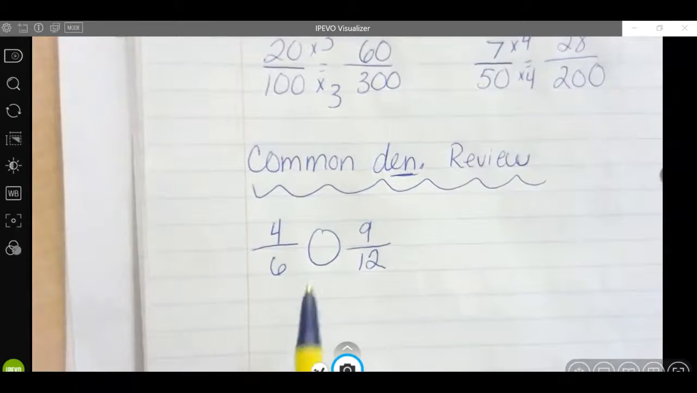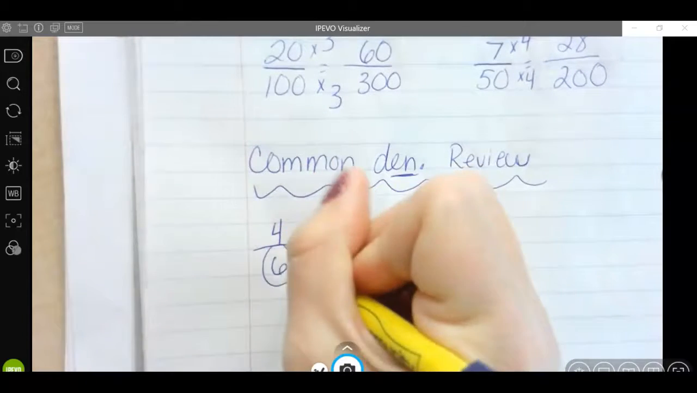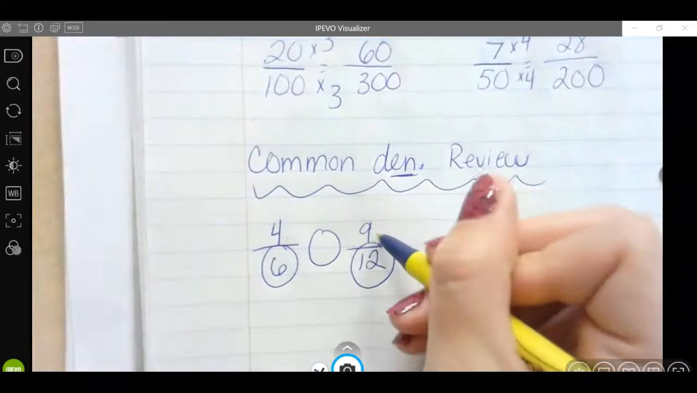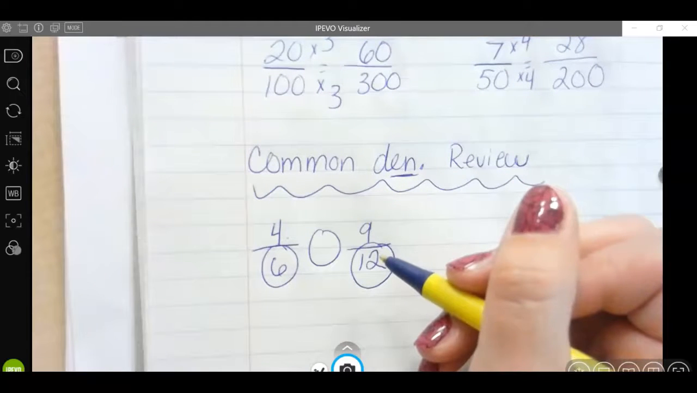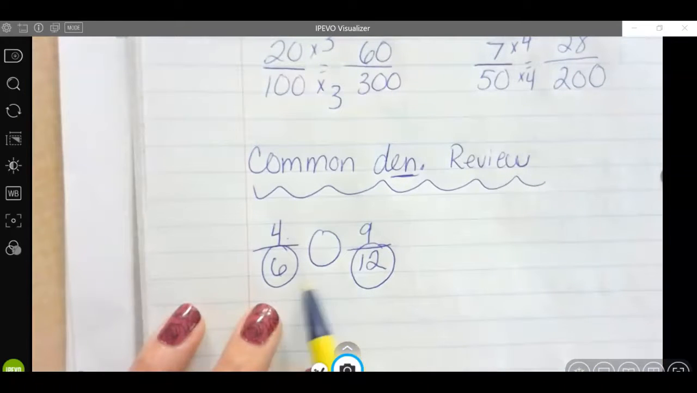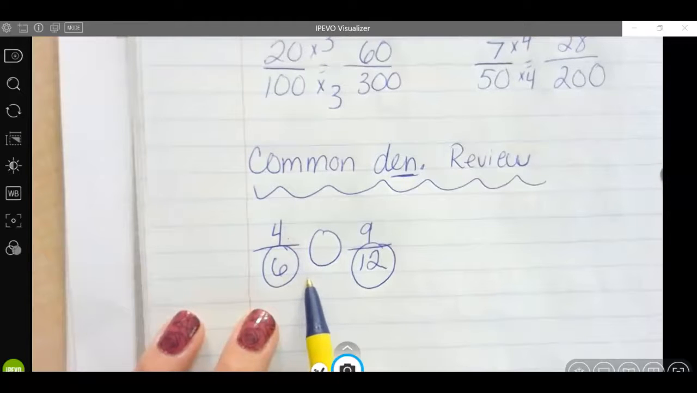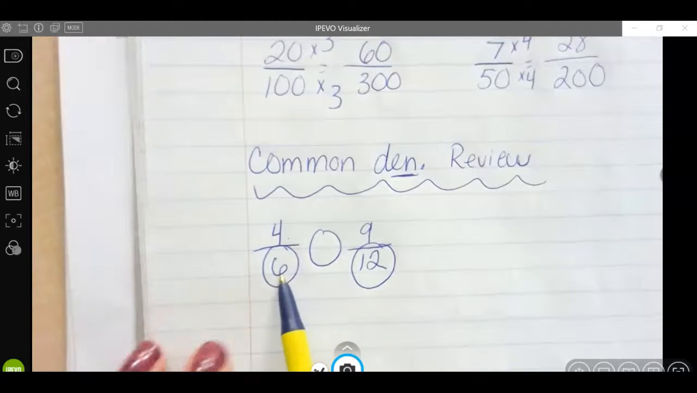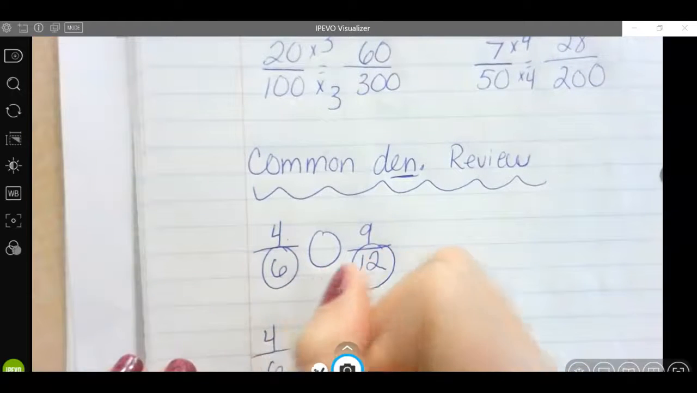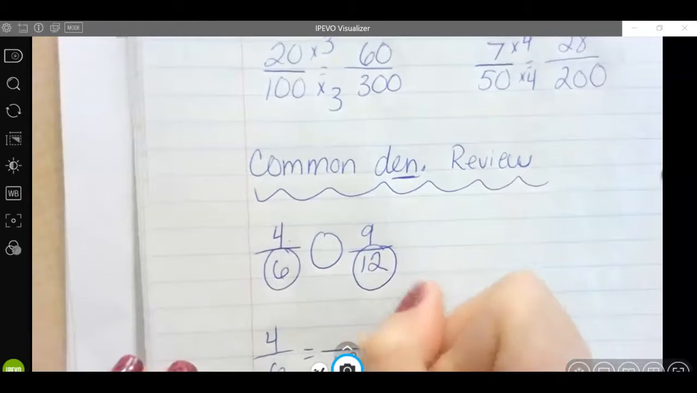Denominator. So what numbers are our denominators in this problem? 6 and 12. 4 and 9 are called our numerators. We're just talking about denominators. So the easiest way is to make them both the same number, and sometimes it's easier to change the smaller number. So in this case, we're just going to change the 6. So we have to take 4/6 and make it a common denominator of 12.